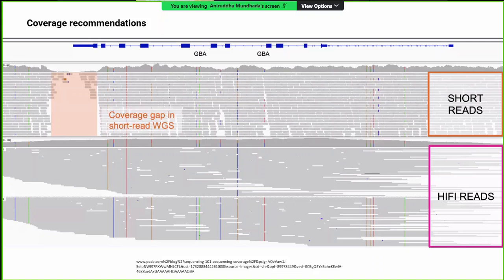So this is how a readout looks, and in short reads, which is Illumina and many of the other technologies which are used, there are usually some coverage gaps in short-read whole genome sequences, and that affects the results, and there could be some mutations which are missed when the reads do not overlap or you do not have a complete readout.